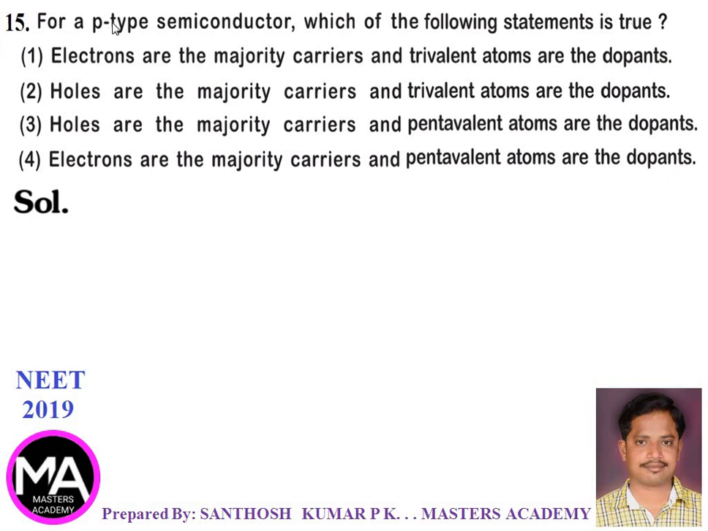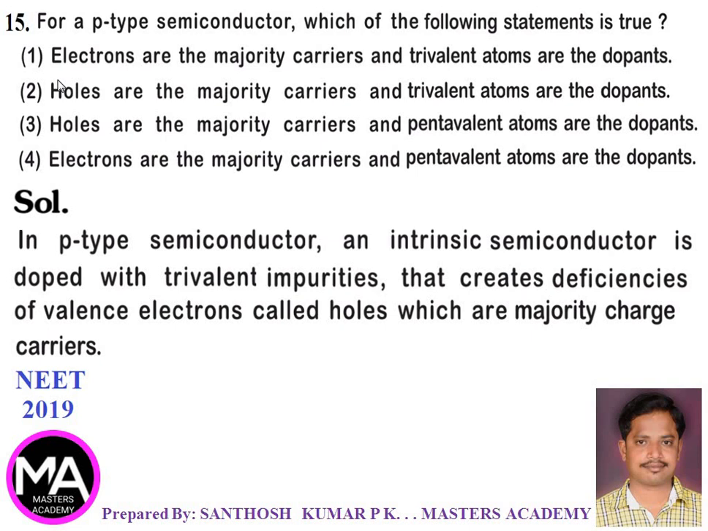There are 2 types of semiconductors, you know, p-type and n-type. A p-type semiconductor is obtained by adding a trivalent impurity. An n-type semiconductor is obtained by adding a pentavalent impurity. Therefore, a p-type semiconductor is obtained by adding a trivalent impurity, so trivalent atoms means the first and second options. Next, in a p-type semiconductor, the majority charge carriers are holes. In n-type semiconductors, electrons are the majority charge carriers. Therefore, the option is second one. Holes are the majority carriers and trivalent atoms are the dopants.